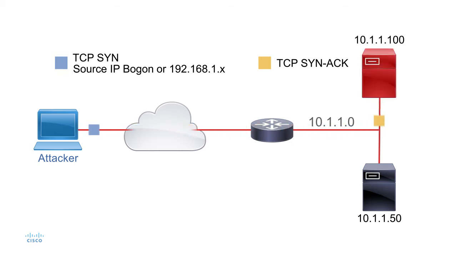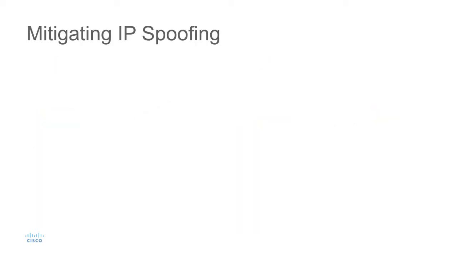So again, another example of how this can be used as a denial of service attack by simply spoofing the source IP address or pretending to be someone that we're not. How do we mitigate against this?